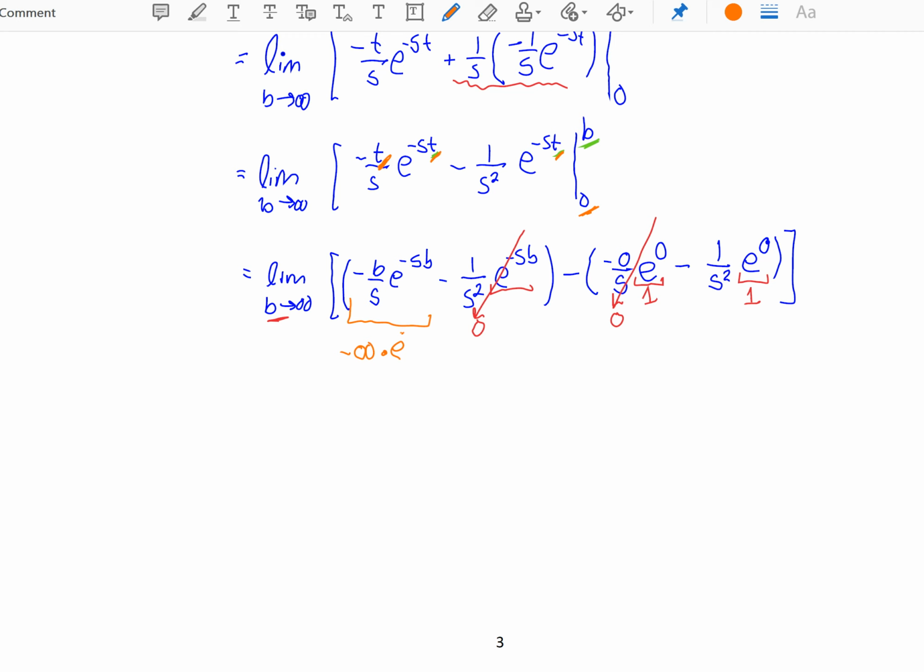When we plug in infinity, you have e to the negative infinity here. And this ends up being negative infinity times zero. And so you'll recall, this is referred to as an indeterminate form. And so if you're recalling from calculus, when you're presented with an indeterminate form, you must apply L'Hopital's rule to evaluate this limit.